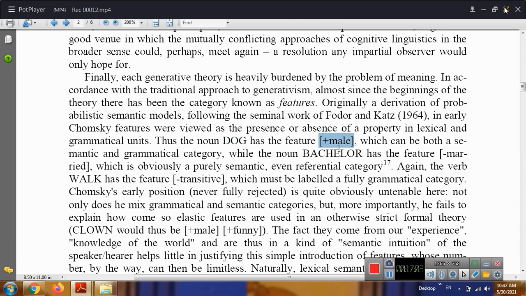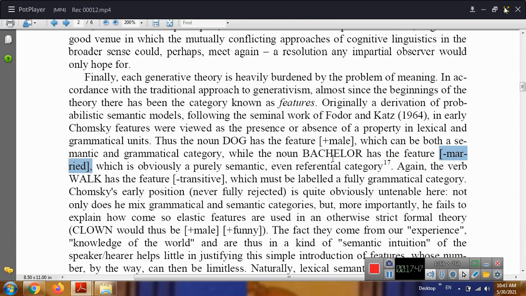It is a feature because here we can see the presence of a property in the lexical nature of that word: plus male. We show the feature in this way, which can be both a semantic and grammatical category. This plus, this presence, is both grammatical and semantic, while the noun bachelor has the feature of minus married, which is obviously purely semantic. Minus married is a semantic feature, not grammatical. But here, this plus male is both grammatical and semantic.